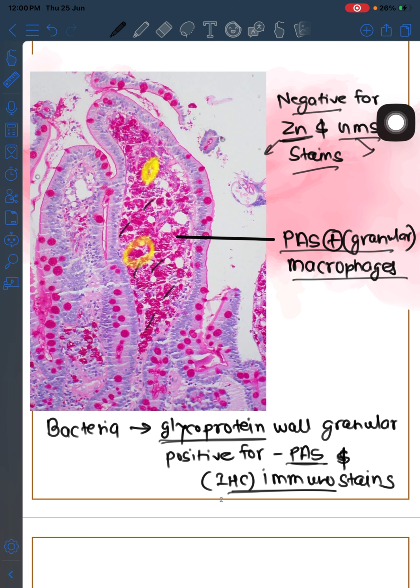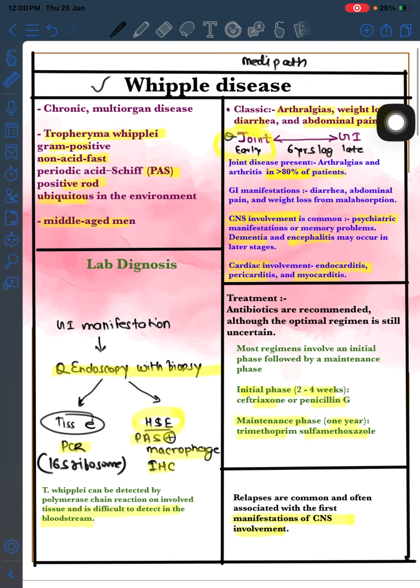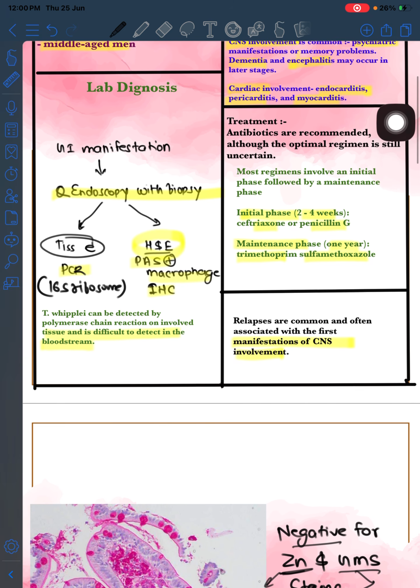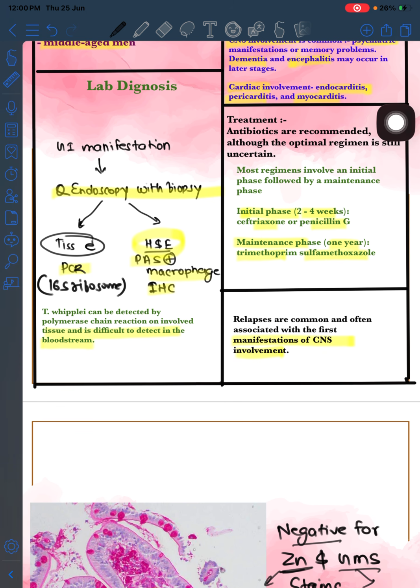So these macrophages with PAS-positive granules are the characteristic finding on biopsy histopathology for making a diagnosis of Whipple's disease. After making a diagnosis, we can use antibiotics, ceftriaxone, penicillin G, or trimethoprim-sulfamethoxazole. So this is all about Whipple's disease.